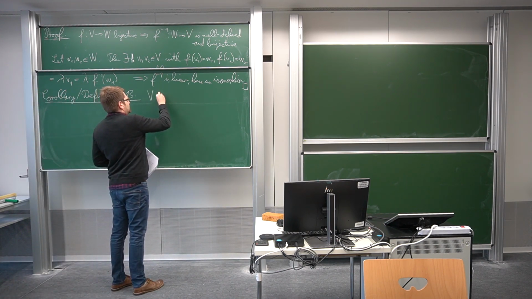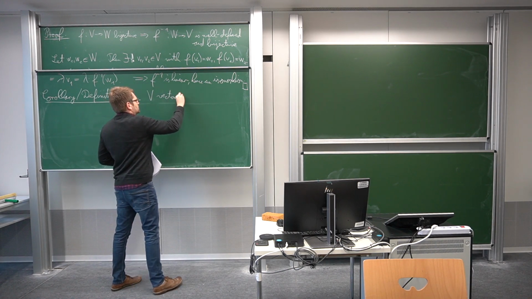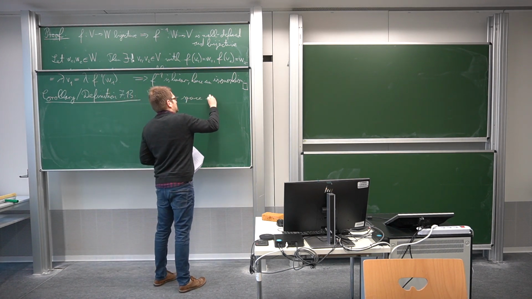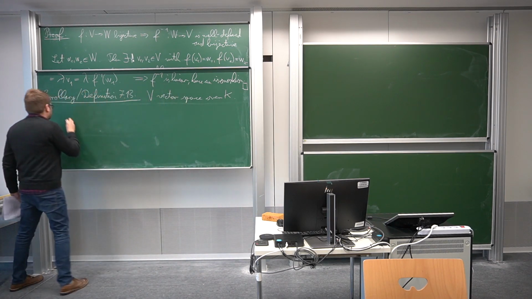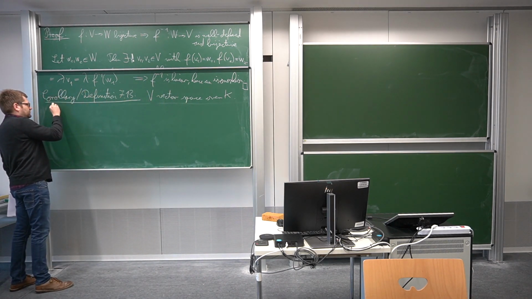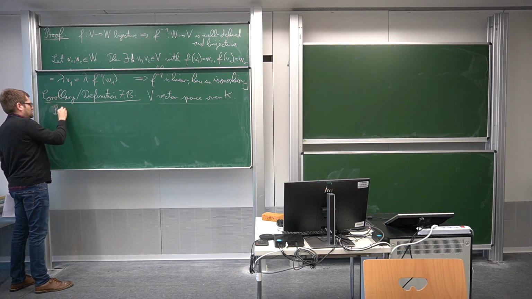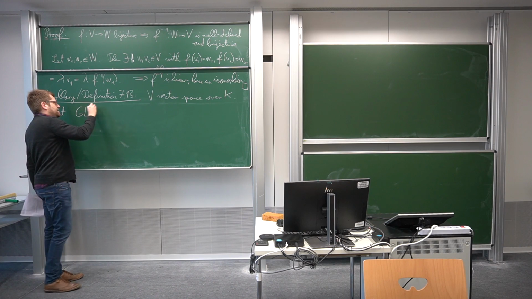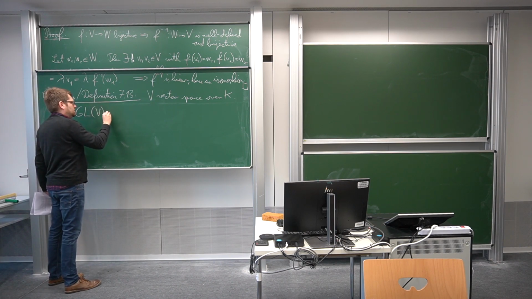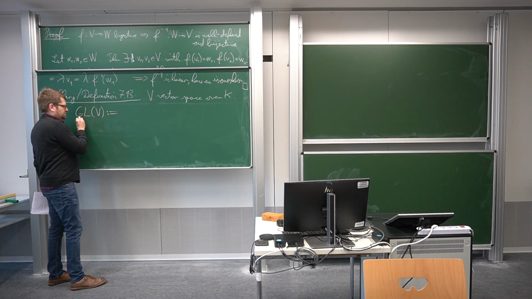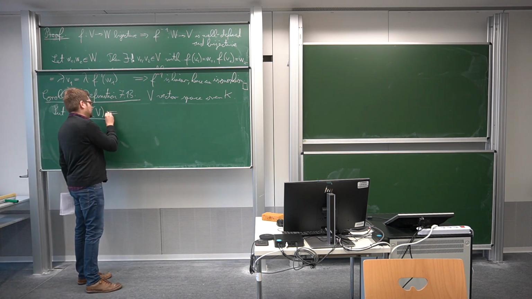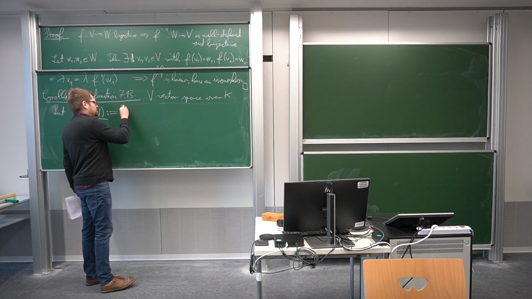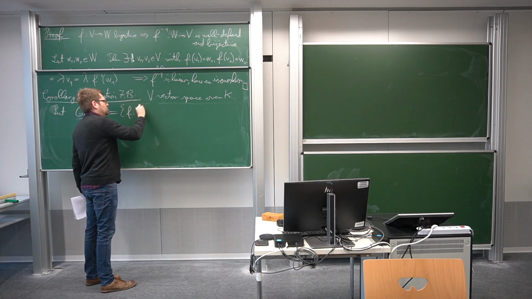So let V be a vector space over the field K. And we consider the following. We take GL of V. So this is the definition part, basically introducing this new notation, and I'm giving it a name in a moment. GL of V is just the set of all isomorphisms from V to V.